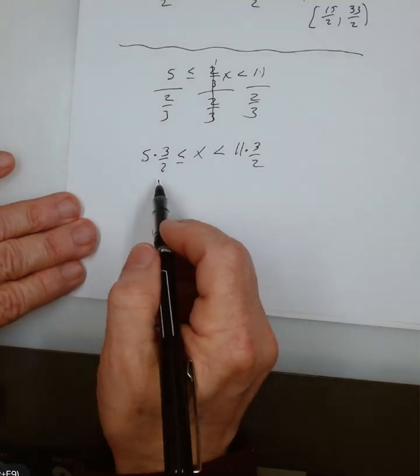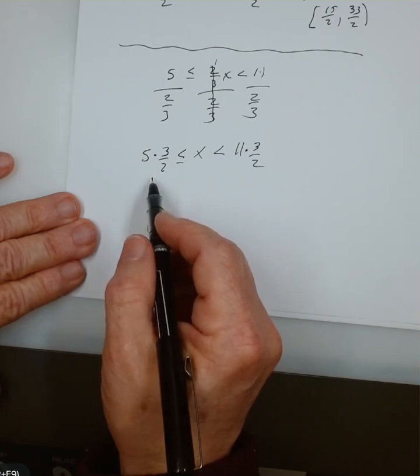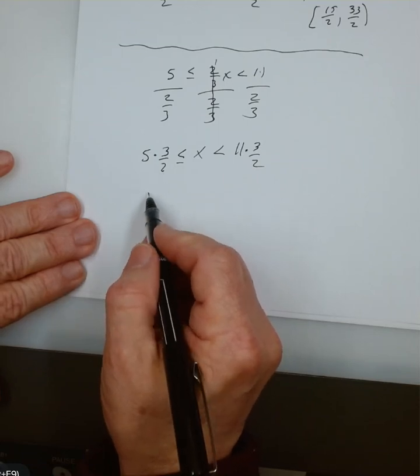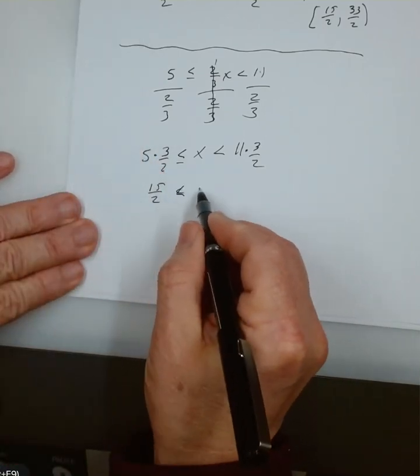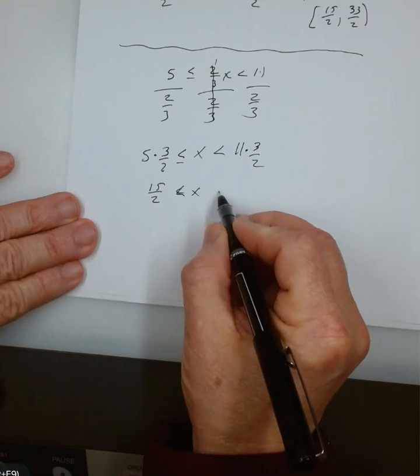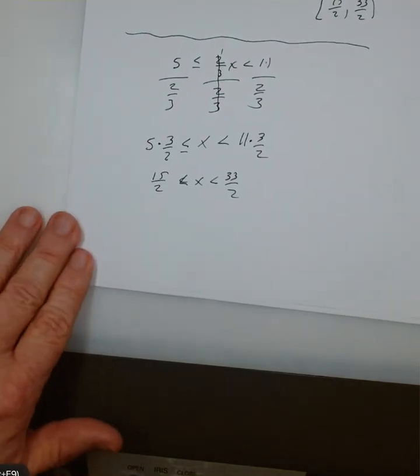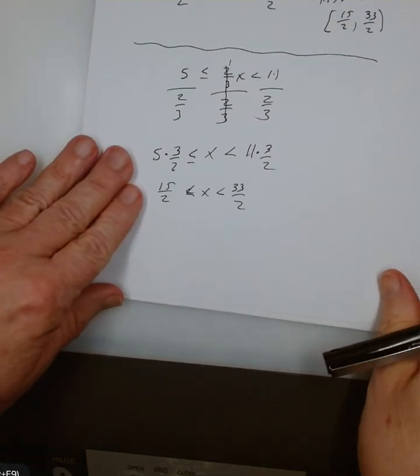But then you have to now say this. Well, what is 5 times 3 halves? 15 divided by 2, which is what we had here. What's 11 times 3 halves? 33 divided by 2. All right, so that's what you would have had to do. But it's a lot easier just to clear the fractions and then go that route. All right, so that was 1.7.